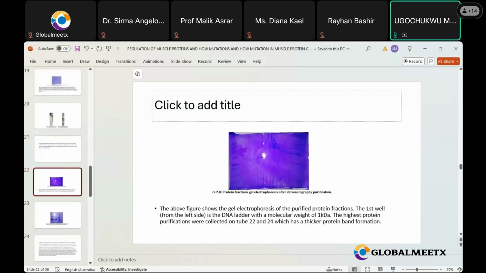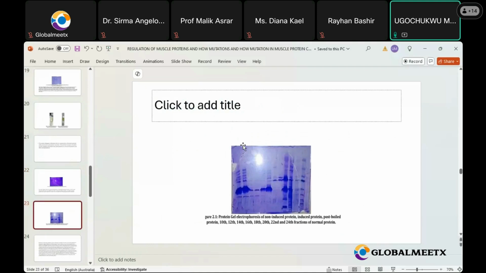The next slide shows the protein fraction gel electrophoresis after chromatography purification analysis. The figure shows the gel electrophoresis of purified protein fractions. The first well from the left-hand side is the DNA ladder with a molecular weight of 1 kilobase. The highest protein purification was collected on tubes 23 and 24, which have a paired protein band formation.